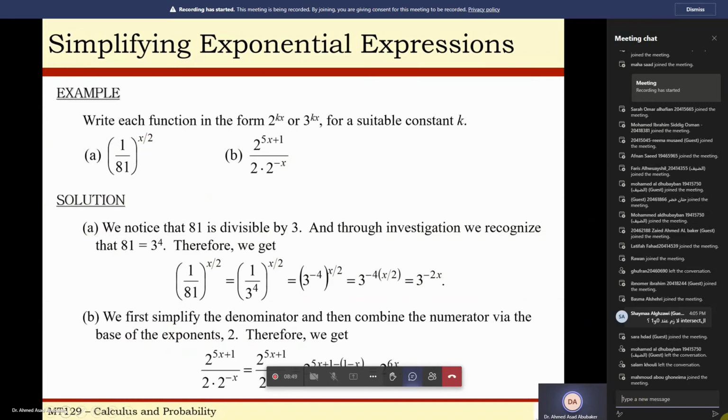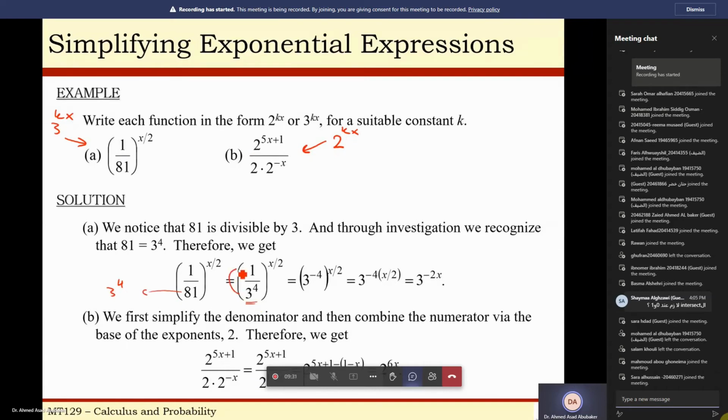Look at this example. Write each of the functions in the form 2 to the power kx and 3 to the power kx. So we have a and b. We want to convert this one as 3 to the power kx, and we need to convert this formula into 2 to the power kx. Okay, now look at 81. This is 3 to the power 4.